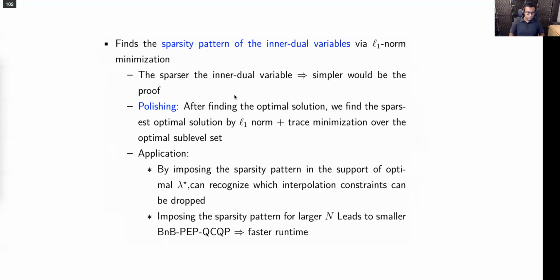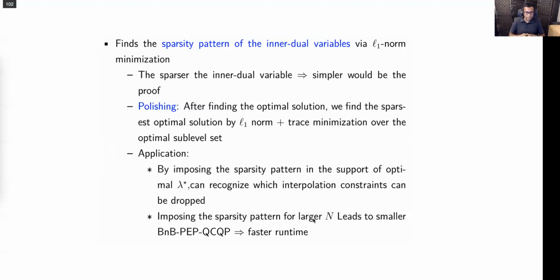One additional thing that we do, we also find the sparsity pattern of the inner dual variables, lambda, by L1 norm minimization. Why we do that is the sparser the inner dual variable, the simpler the proof would be when we are trying to find a proof. So after we find the optimal solution, we also find the sparsest optimal solution by L1 norm and trace minimization. L1 norm minimization for the vector valued decision variable and trace for the dual slack matrix Z. So we do both things, L1 norm minimization plus trace minimization over that optimal sublevel set.